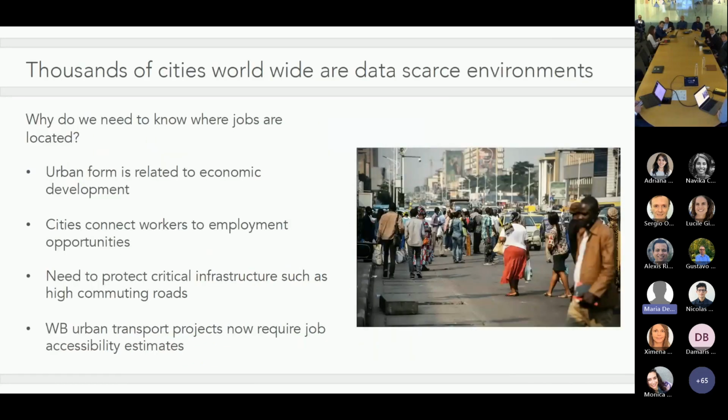So I don't want to repeat what Paolo has already said, but the natural starting point is to ask, why do we need to know where jobs are located? Just to echo what Paolo has said, cities function to connect workers to jobs. Understanding both where those jobs are and what the important infrastructural links are is critical to protecting the well-being of cities. We're aware that many urban transport projects now require information on job accessibility as part of project planning. So one of the natural uses of this data might be as an input to some of those accessibility estimates.